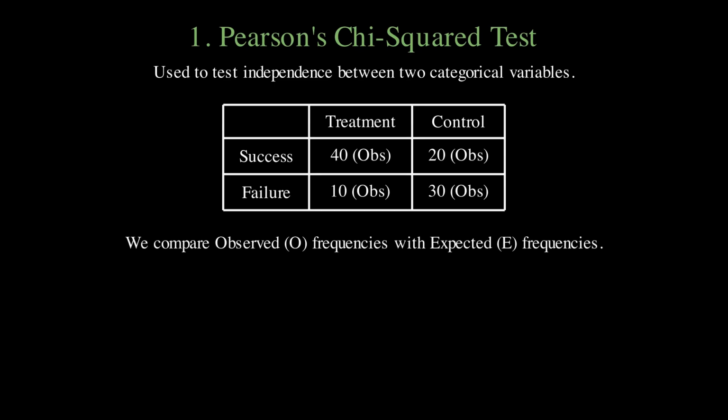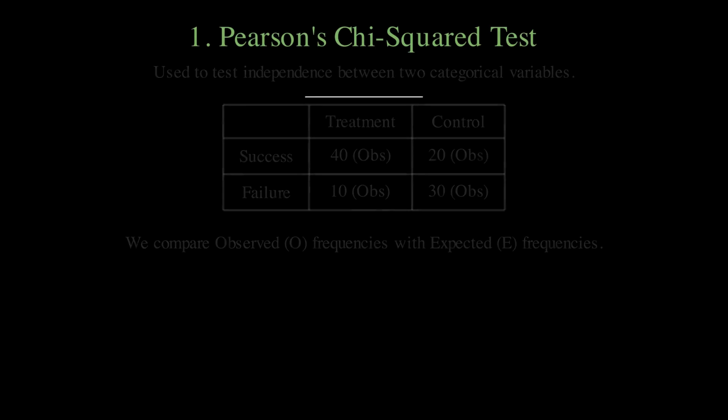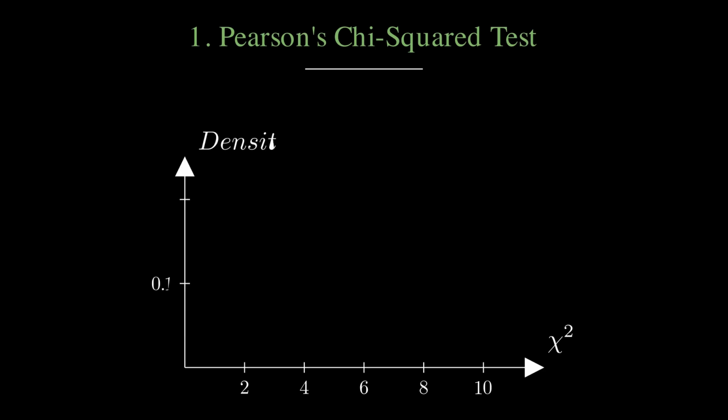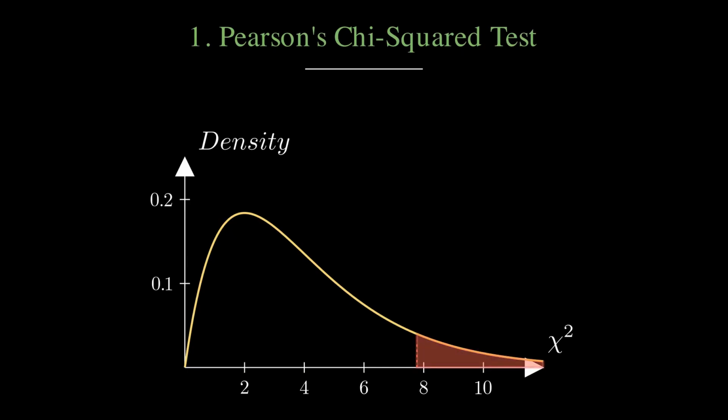Let's begin with our first method, Pearson's chi-squared test. This test is a staple when you are dealing with categorical variables, and you want to know if they are independent of one another. For example, is a patient's recovery rate independent of the drug treatment they received? To understand how it works, imagine we organize our data into a grid like this one, a contingency table. Here we track the observed counts of successes and failures across a treatment group and a control group.